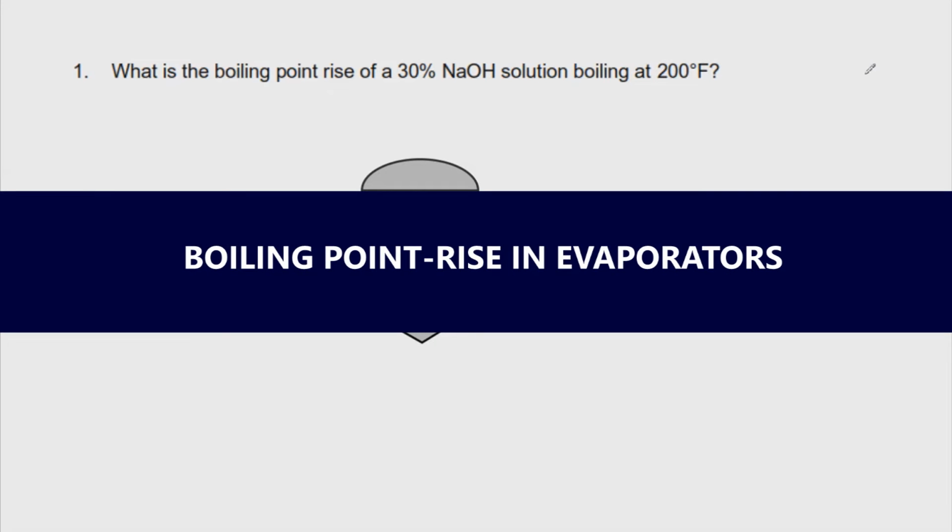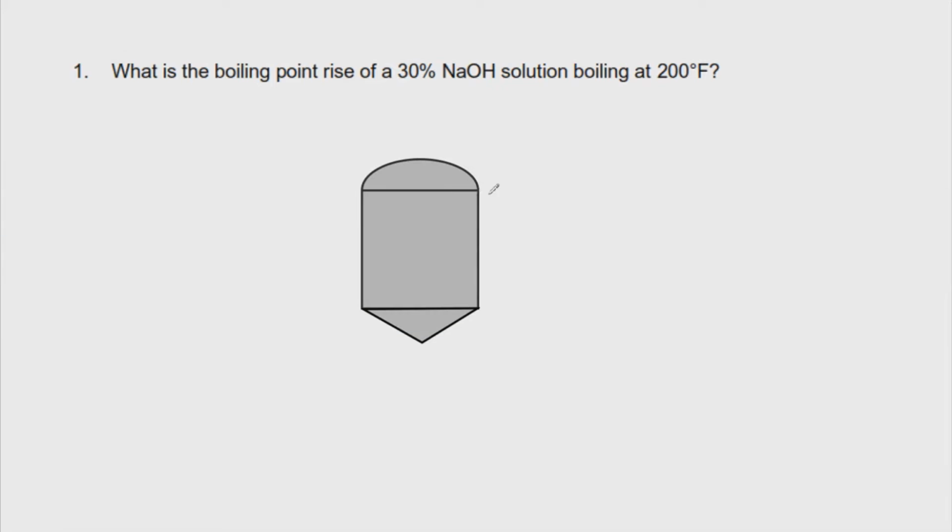First we must understand how temperature profiles in evaporators work. So let's start with the vapor chest temperature. This is what we call the T sub V. T sub V is our vapor chest temperature, and this is the temperature at which our vapor chest works.